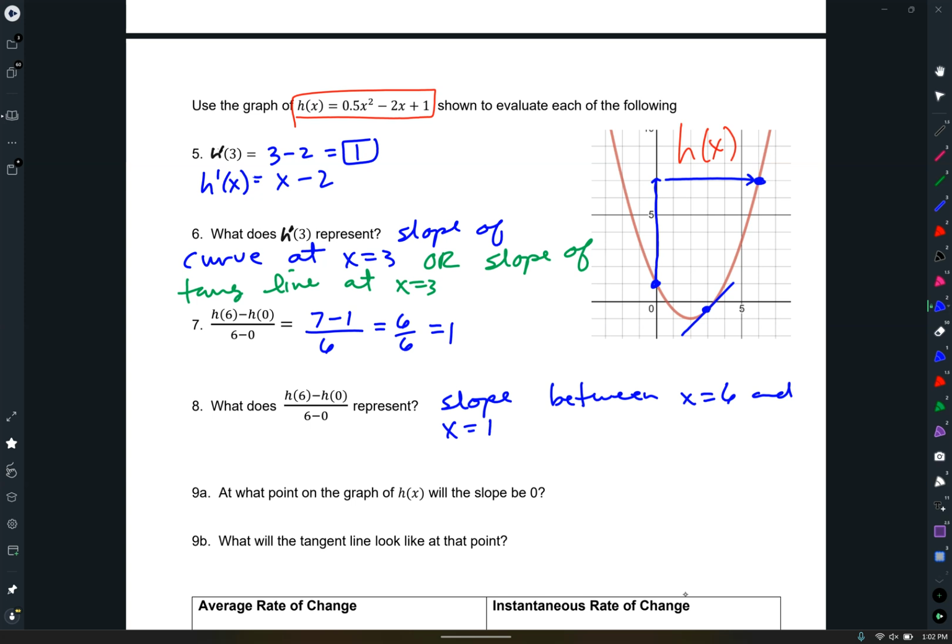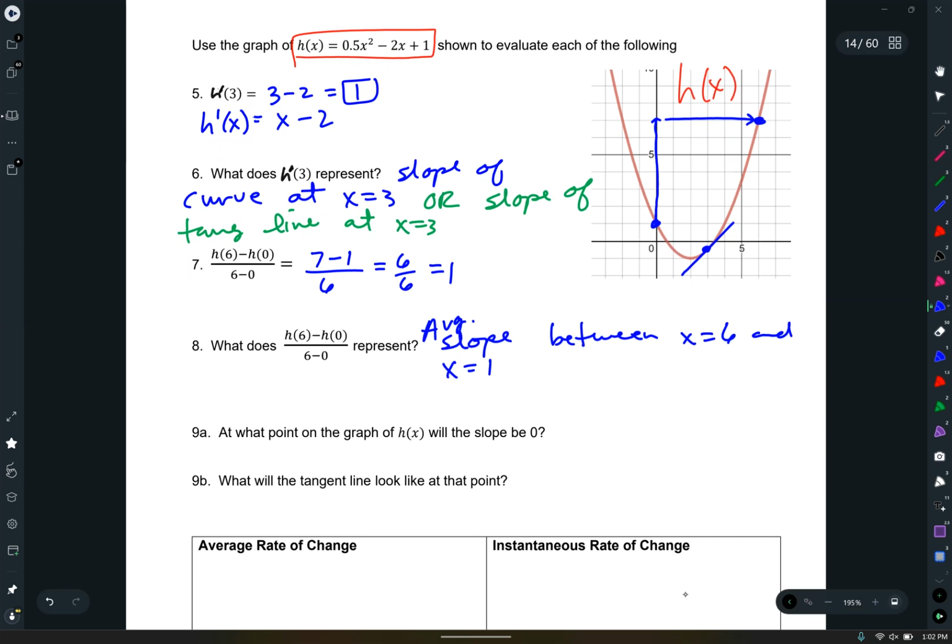Okay, we said it's the slope between those 2 points, but a lot of times when it's the slope between 2 points, we'll call it the average slope. Whereas up on number 6, where it was h prime of 3, that was the slope at exactly x equals 3. We would call that the instantaneous, meaning at the exact instant when x equals 3. Whereas on number 8, it's like the average between 2 points.